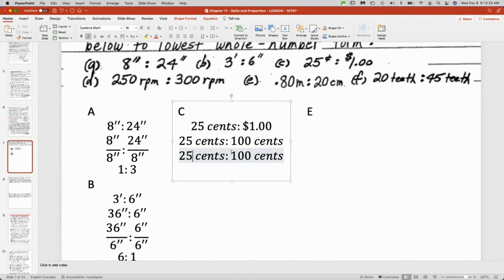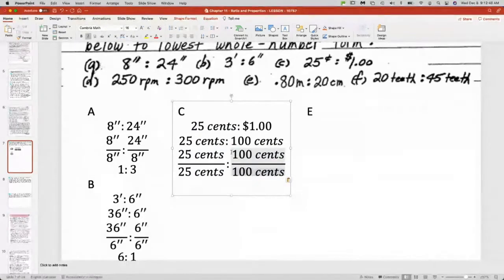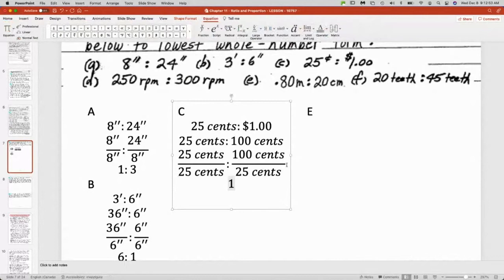So I'll do the extra step here for people that want to see that, and that's totally cool. We'll divide by 25 cents, and there we'll just divide by 25 cents as well. You see the left side reduces to just 1, and the right side is 4.